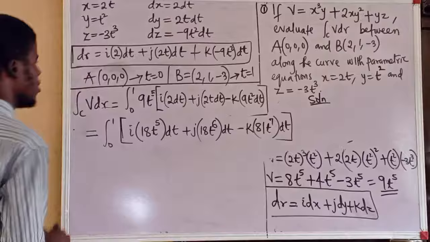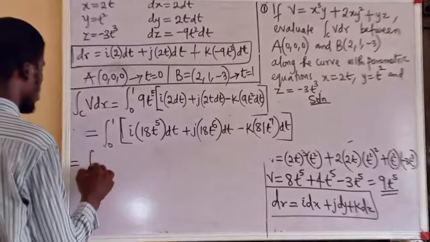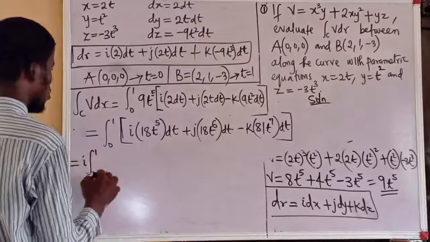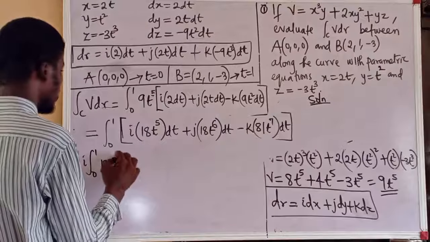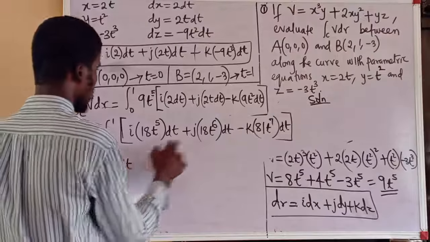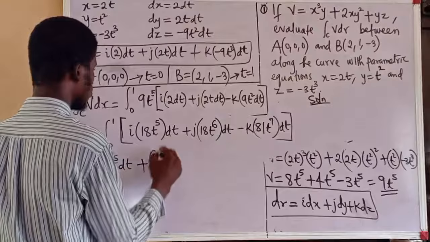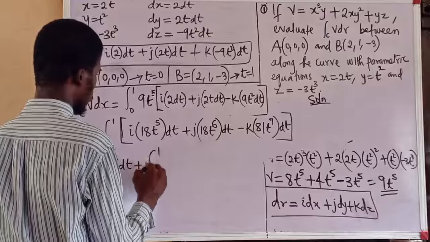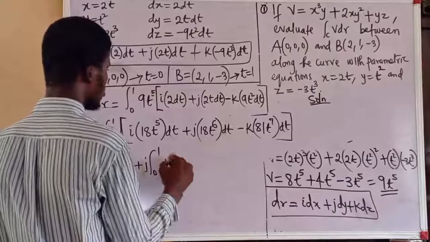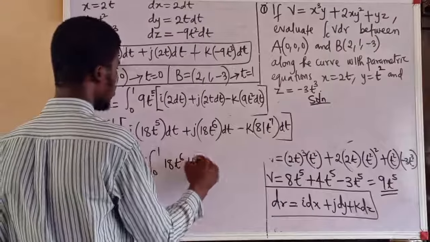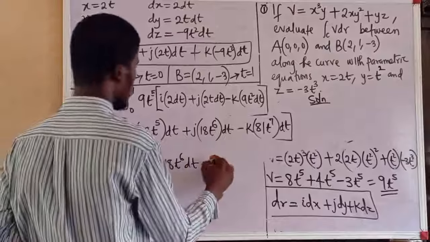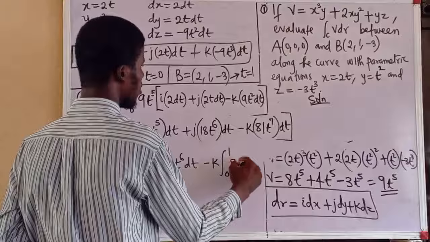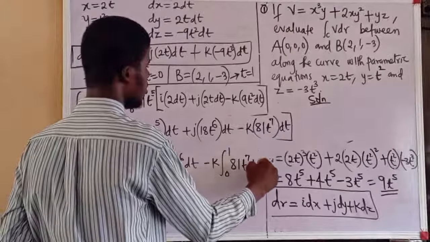So let's integrate this. So we have the integral from 0 to 1 of this first one. The i can come out. We have 18t to the power of 5 dt plus the integral from 0 to 1. The j will come out. We have 18t to the power of 6 dt. The minus k will come out. We have the integral from 0 to 1 of 81t to the power of 7 dt.